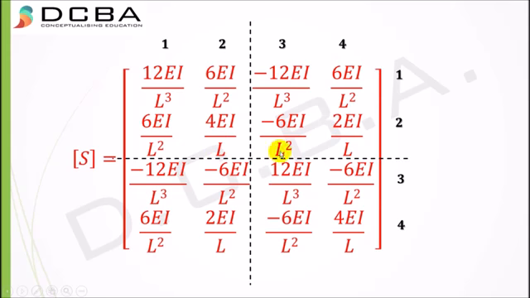Now the third column is basically negative of first column. As you can see, if here it is 12 EI by L cube, here it is minus 12 EI by L cube. If it is 6 EI by L square, here it is minus 6 EI by L square, minus 12 EI by L cube, plus 12 EI by L cube, plus 6 EI by L square, minus 6 EI by L square.